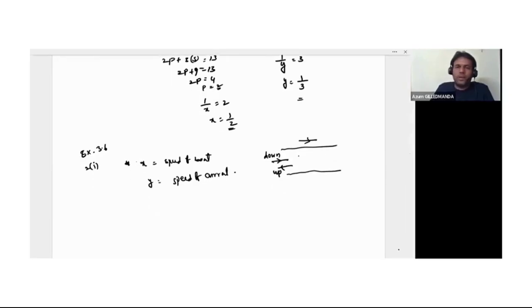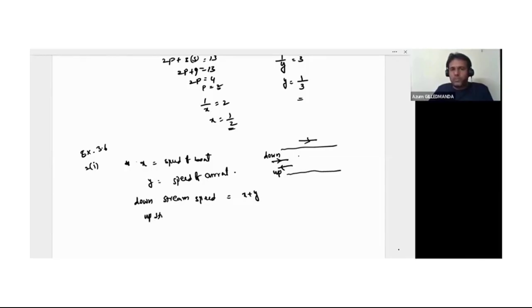Now, what happens in downstream, when the boat is moving along the stream? The stream speed also helps, pushes our boat. So the speed in downstream becomes X plus Y. The stream speed will also help the boat to go faster. So the speed of the boat is X plus Y.